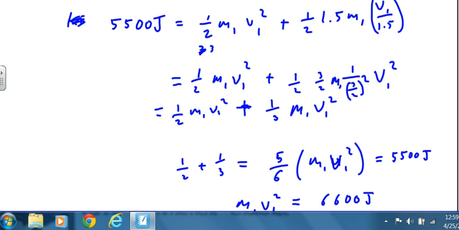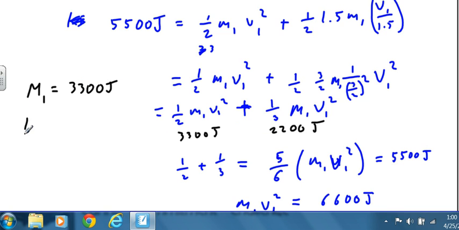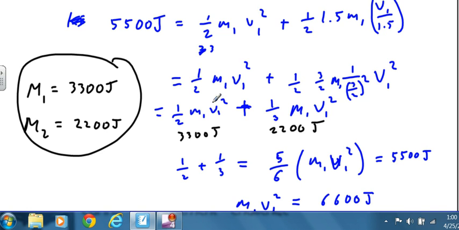Half of that is going to be 3,300 joules, and the other one's going to be 2,200. A third of it's going to be 2,200 joules. So that's my answer. So mass 1 has 3300 joules of kinetic energy, and mass 2 has 2200 joules of kinetic energy. Okay, so that was 36.